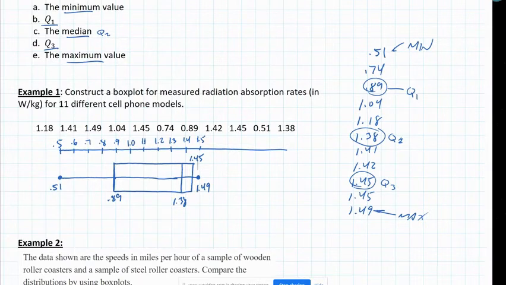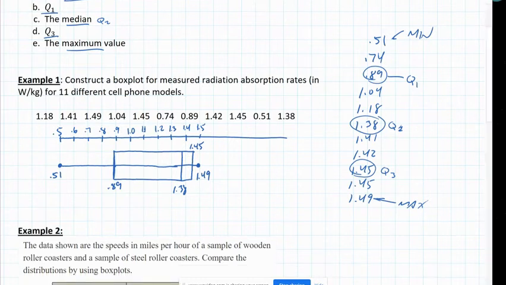We have kind of data that is more spread out for everything below the mean, and then very compact above the mean, or the median, I should say.